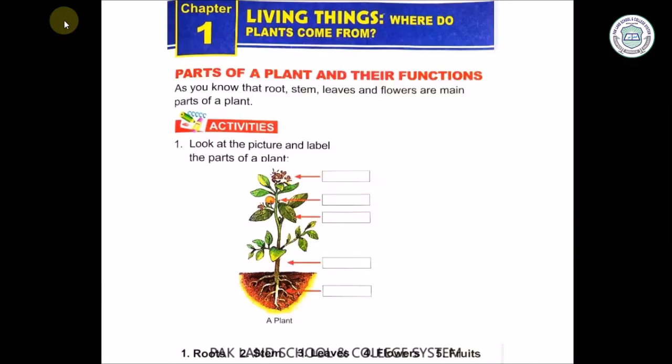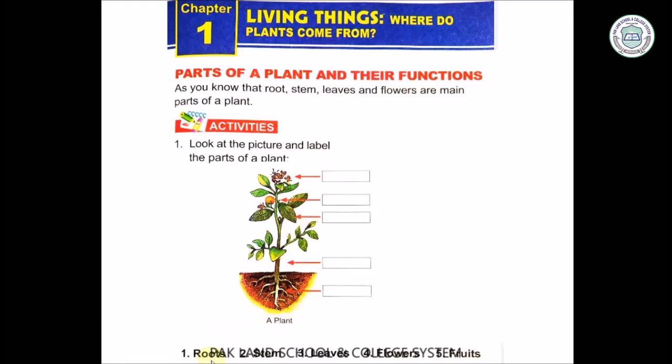Assalamu alaikum students. Today we are going to study chapter 1 of science, living things. Where do plants come from? First of all, we will study parts of a plant and their functions. As you know, fruits, stem, leaves and flowers are main parts of a plant. Now look at the picture and label the parts of a plant.